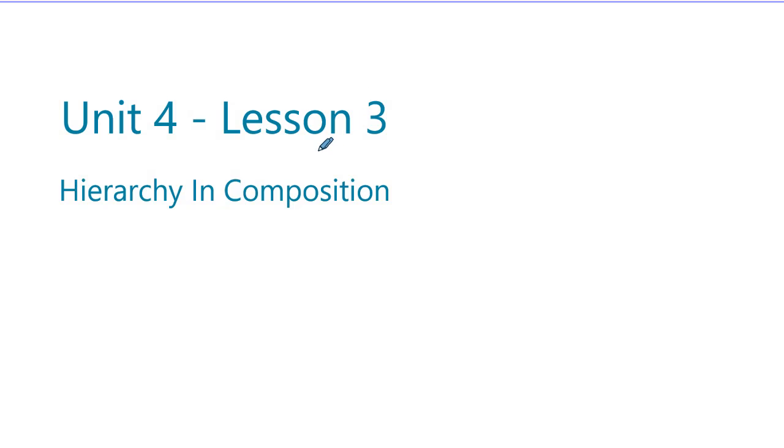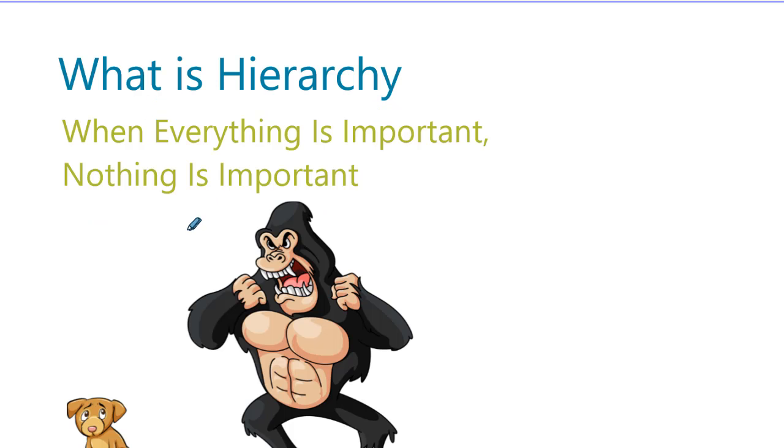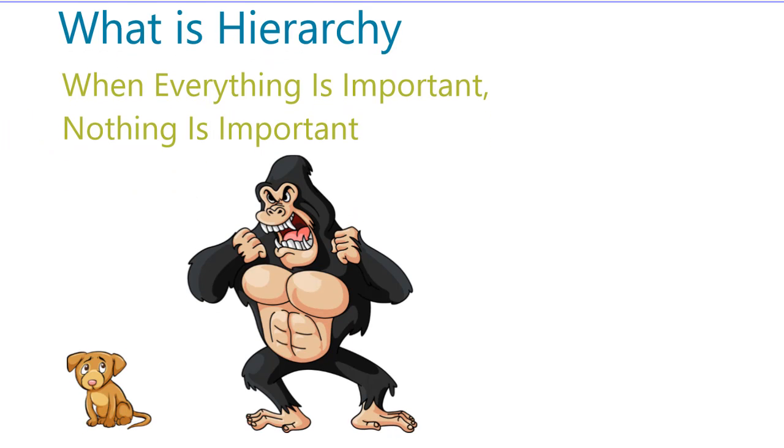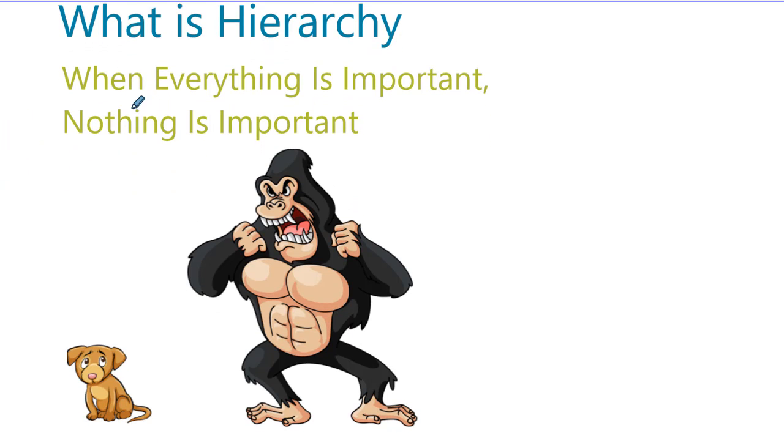Hey guys, in this lesson number 3, we're going to check out hierarchy and how that controls the composition in your design. Okay, so first of all, what is hierarchy? So I'm going to start with this concept of when everything is important, then nothing is important, okay? So hierarchy is kind of like dominance. So it's like, what is the most important thing in your design? And how can you make that very, very clear to the viewer that that is the most important thing?